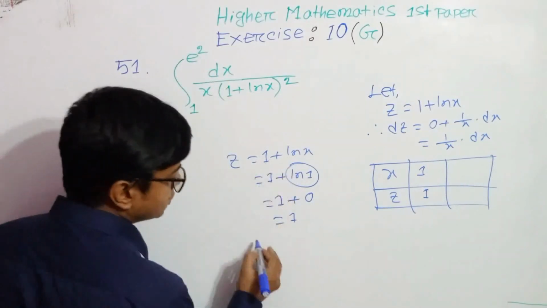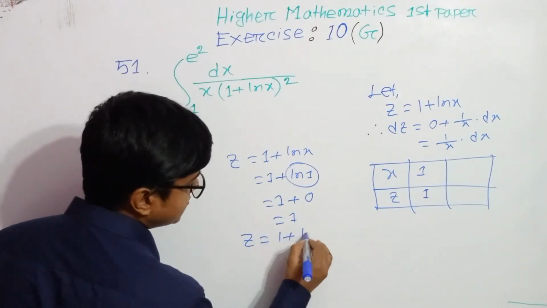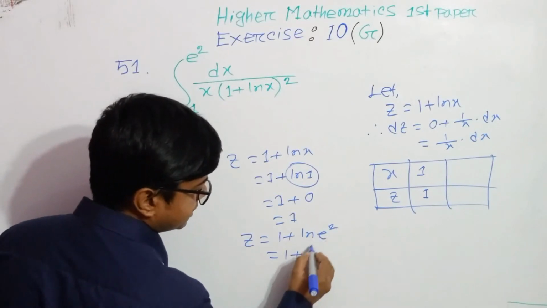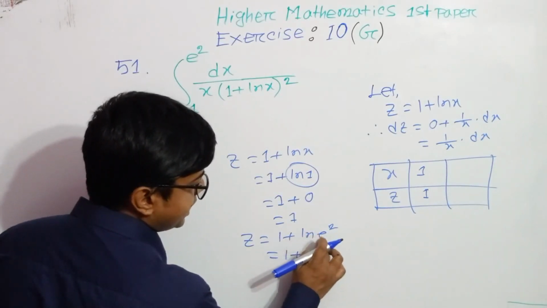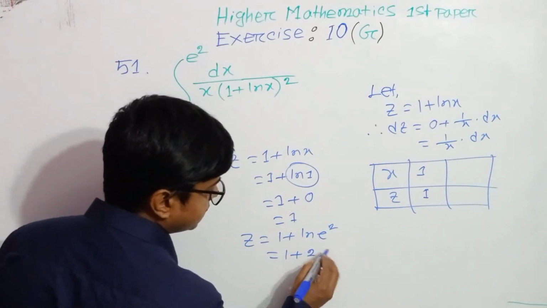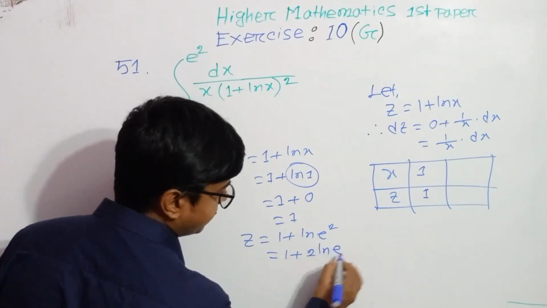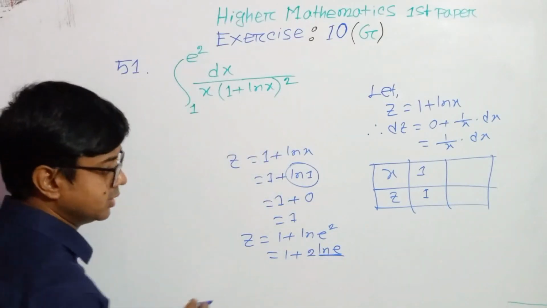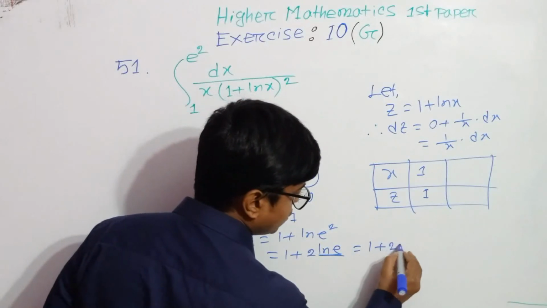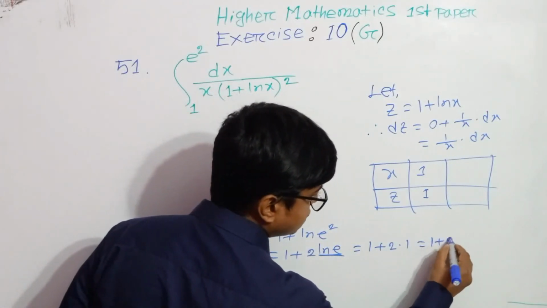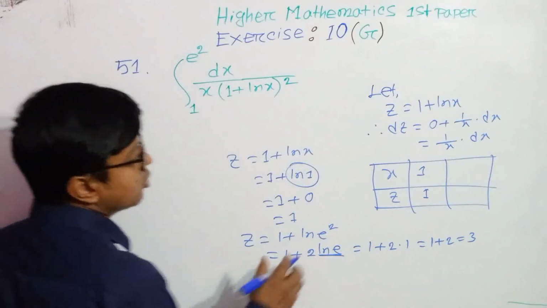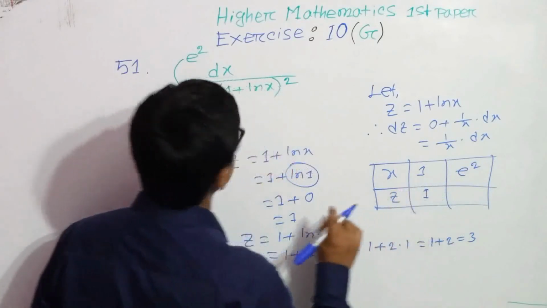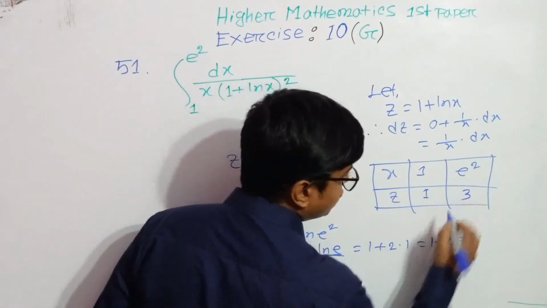And another one is the upper limit e square, so we can write z equals 1 plus ln e square. So 2 comes first and ln e. Look at this, ln e means 1. So 1 plus 2 into 1. So we can write 1 plus 2 equals 3. So when x equals e square, then z will be 3.